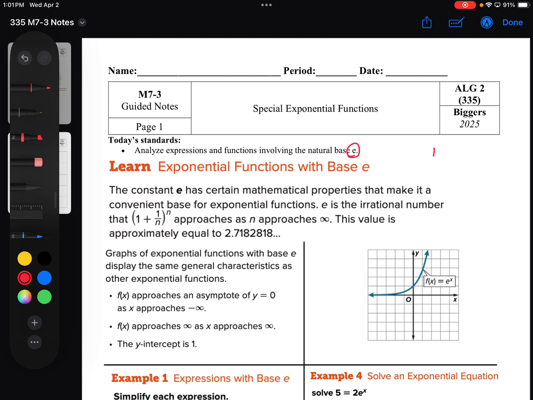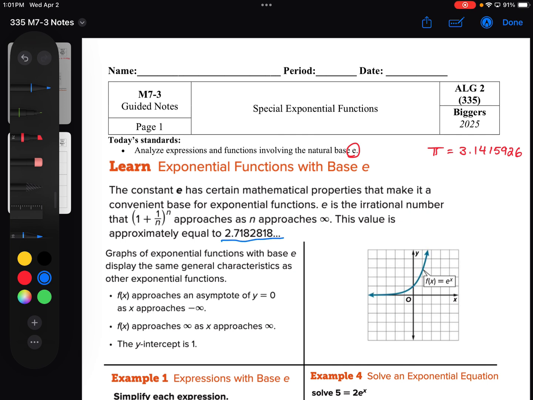So if you remember, pi is 3.14159, 26 and on forever. It's an irrational number. It continues on forever. e is the same exact thing. So e is the irrational number that this equation approaches as n approaches infinity. Whatever, this value is calculated as this. So it's just another one of those pi things.